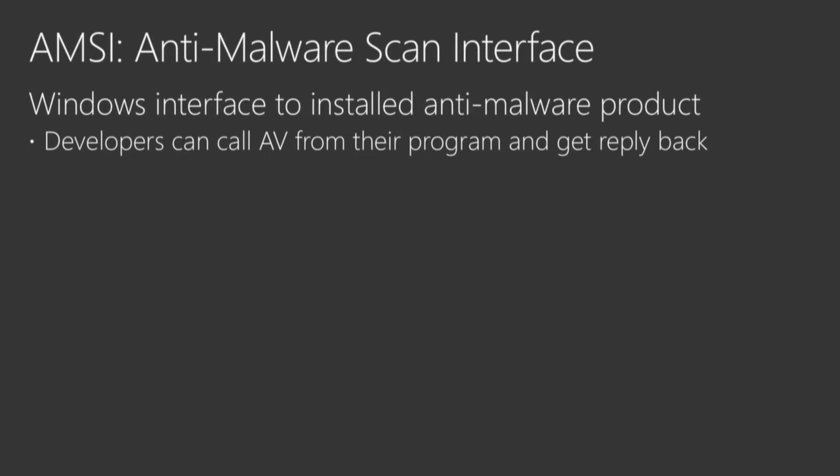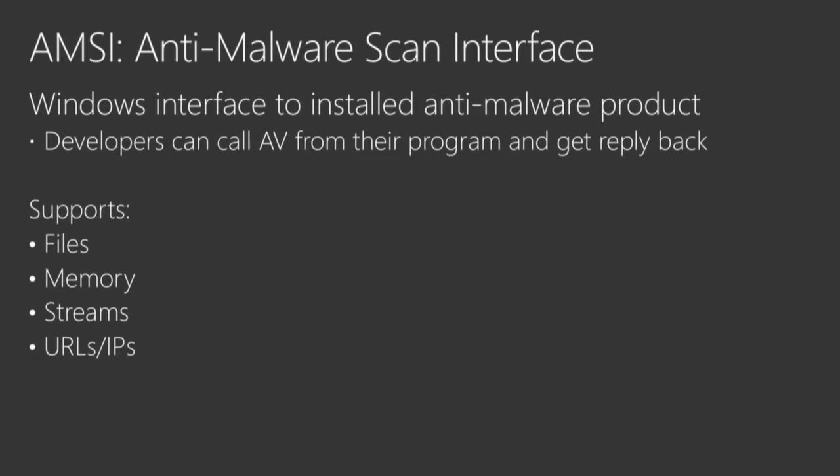So the thing is, a lot of Windows customers around the world use different AV products on their computers. It might not be that they're using Windows Defender AV on their computer. So this is a standardized interface where any app can call into the default installed AV on their computer, which doesn't have to be Windows Defender. It doesn't have to be our product. So it allows requesting scanning of files, memory, streams, or URLs and IPs. It's a pretty generic interface for any app developer to interface with whatever AV product is installed on the computer.